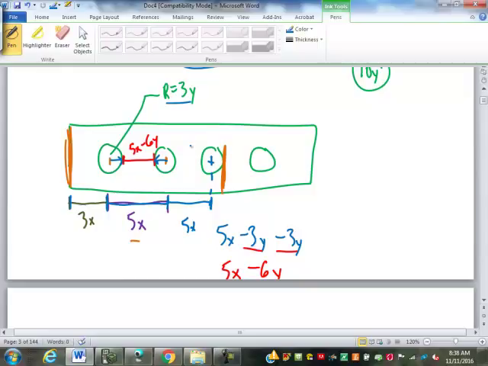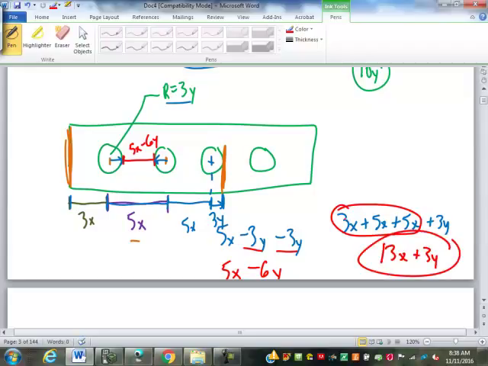No. From here to here is going to be what? Another 5x. I didn't draw it very well, but yes, it's 5x. But I still need to get to here. What's this last piece going to be? That's where the 3y comes in, the radius. So I've got 3x plus 5x plus 5x plus 3y. So I need to combine. 3 plus 5 plus 5 makes 13x plus 3y. I can combine the things that have the same names and algebraic numbers just like I can with any other type of number. Like if I had inches and pounds, I can combine all the inches, I can combine all the pounds, but I can't combine them with each other when I'm adding or subtracting.